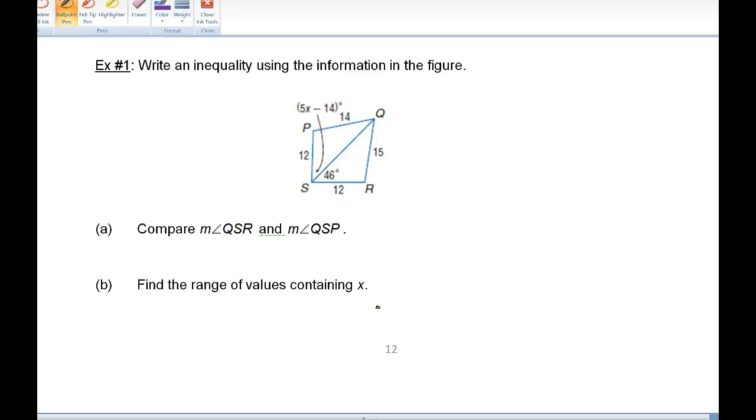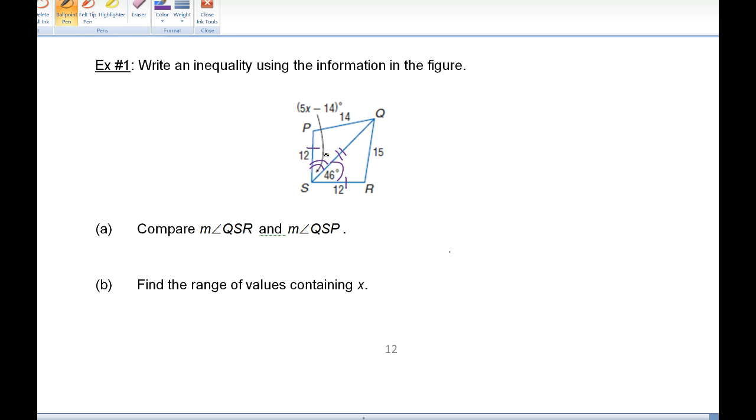So before you even do that, it's best to label the sides that you have congruent, because sometimes we have a lot of information that we're looking at. So I know these two sides are both 12, so they're congruent, and they share a side. So I'm really comparing the included angles. You see 46 degrees here? So here's 46. This is not the same, so I'm just going to put two arcs, and this angle is 5x minus 14.